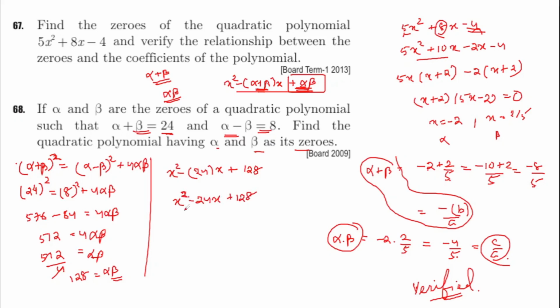Okay, beta. So with this, we have completed around 50-60 questions of the polynomial chapter. I hope this is more than enough for your board exams.